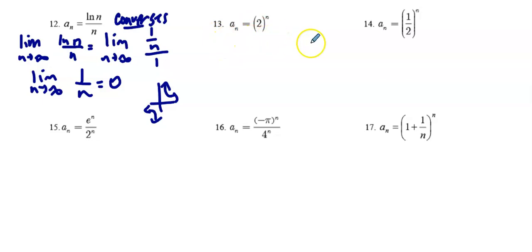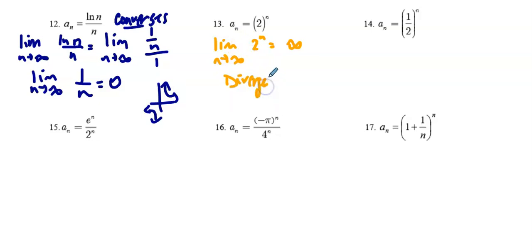So for this one right here, guys, it's pretty easy to figure out what this one's doing. Yes, we can look at the limit as n approaches infinity of some number to the n power. Well, you can already see that when we plug in infinity, we're just going to get infinity, right? It's pretty straightforward for this. So this one is definitely going to diverge.